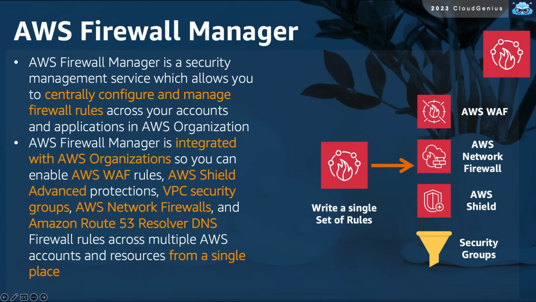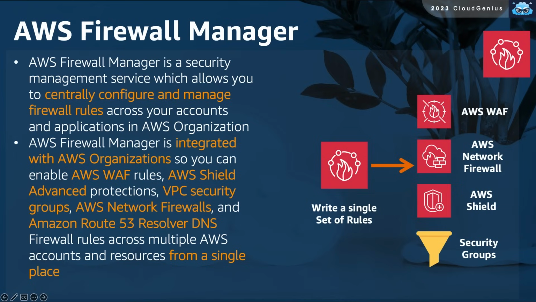AWS Firewall Manager is a security management service provided by Amazon Web Services that enables you to centrally configure and manage firewall rules and security policies across multiple AWS accounts and resources. With AWS Firewall Manager, you can set up and enforce common security policies for your entire organization, ensuring consistent security across all AWS resources. For example, you can use AWS Firewall Manager to define and enforce rules for AWS Web Application Firewall across all your AWS accounts, preventing common web application attacks.